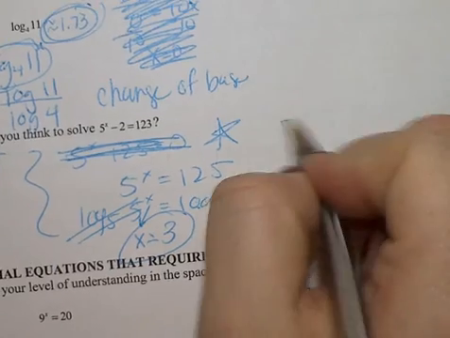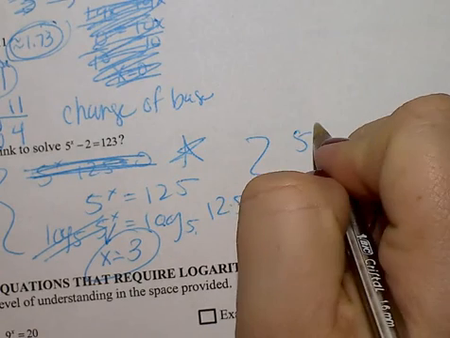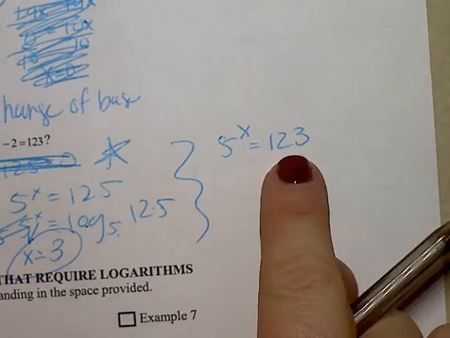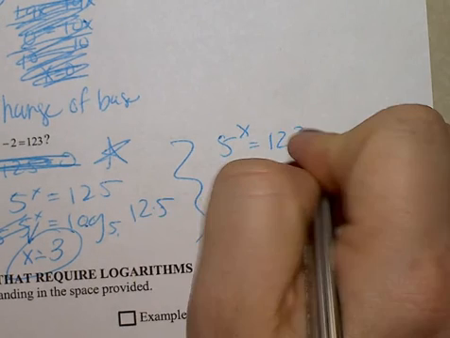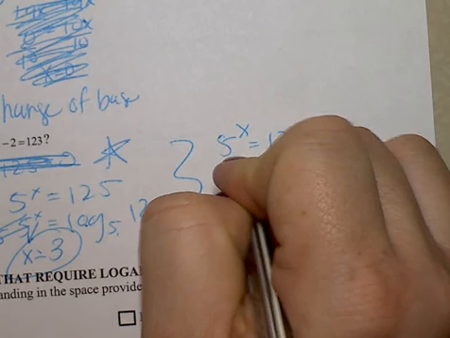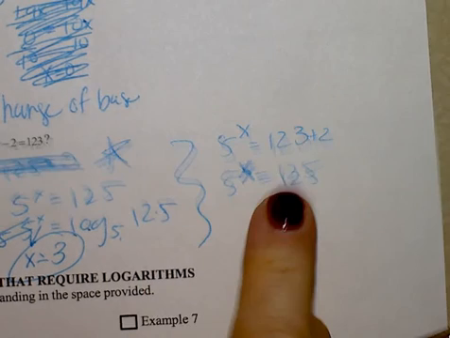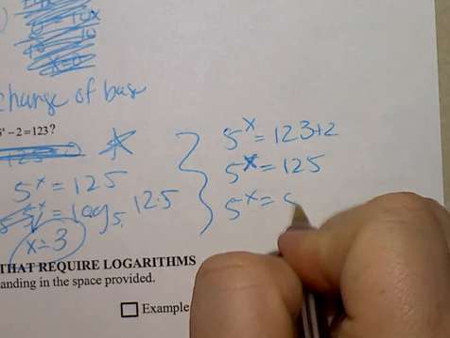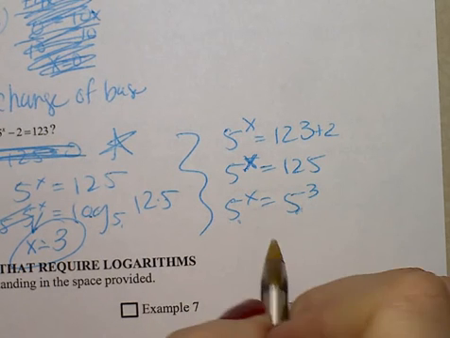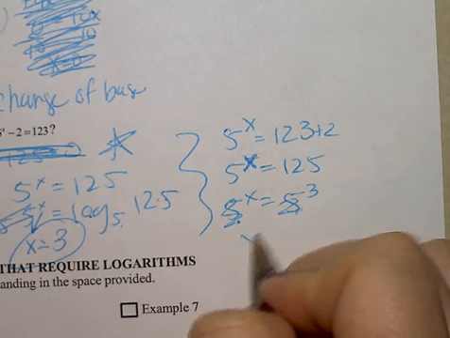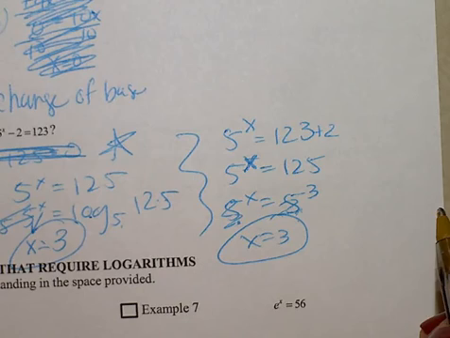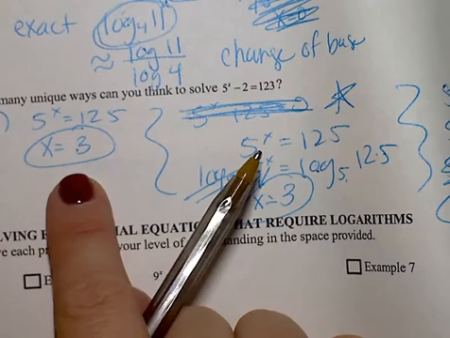There are 2 more methods. So after you add 2 to the opposite side, we come up with 125. We add 2 over here, we come up with 125. How can I rewrite 125 to have the same value but be in a different form? 5 to the third. Do we have the same base? Yes. Cancel, x equals 3, done. The first one was just guess and check. Just guess and check, yep.